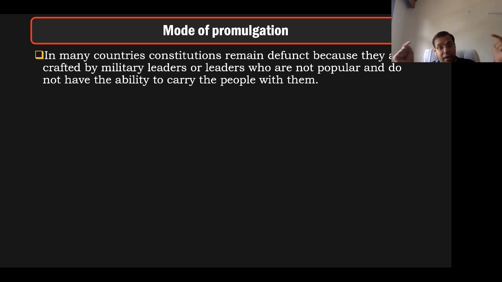So first, making a Constituent Assembly is a task, and then that Constituent Assembly would come up with a law, and that law has to be made in such a fashion where you have to convince all the people in the Constituent Assembly to be able to agree to what has been mentioned.